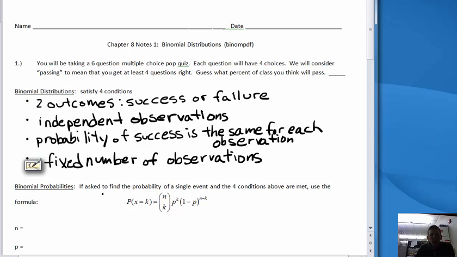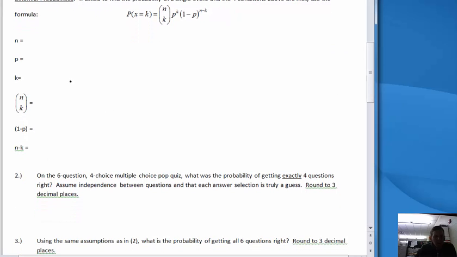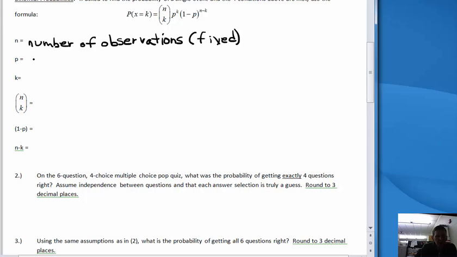When we calculate a binomial probability, the formula we use is this complicated formula that you see here. I want to interpret some of the variables, starting with n. N in this problem is the number of observations. We said that this number was fixed at the beginning of the problem, so we always know how many times we're running this experiment. P stands for the probability of success. We're going to use a decimal between 0 and 1.